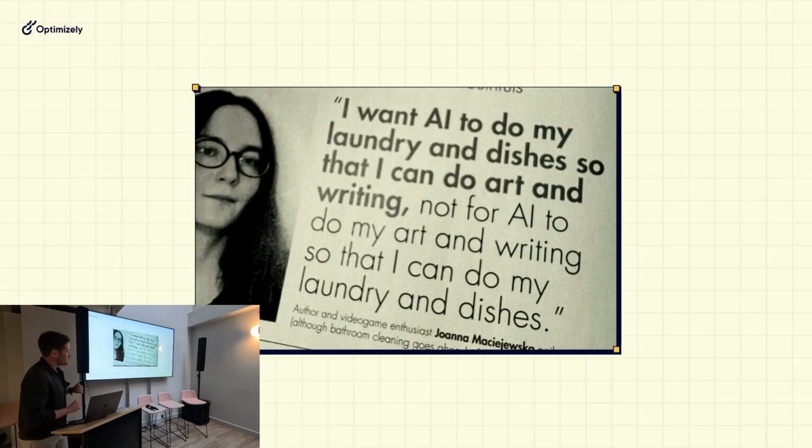And I think one of the best ways I can articulate that is with this image. Hopefully, a lot of people saw this. It went viral last year. I think it's something that we can all relate to. So, I want AI to do my laundry and dishes so that I can do art and writing, not the other way around. I think if you take that as a philosophy, that's exactly what we should be thinking about when we think about Opal and AI within CMS.